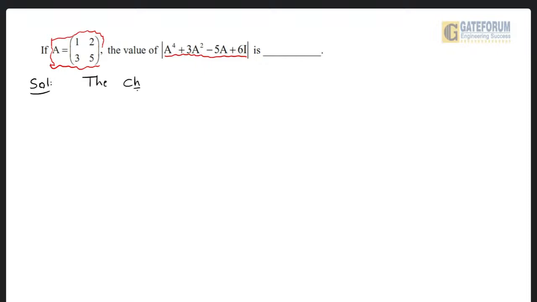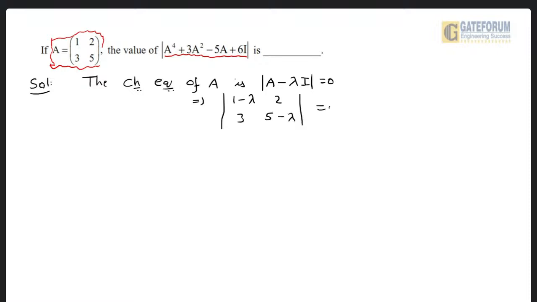The characteristic equation of A is determinant of A minus lambda into I is equal to 0, where I is the corresponding 2 by 2 identity matrix. How do you get this? Directly: in the determinant, subtract lambda from the diagonal elements only, the remaining stay the same. 1 minus lambda, 2, 3, 5 minus lambda equal to 0.